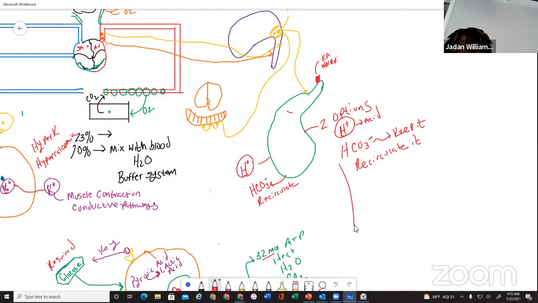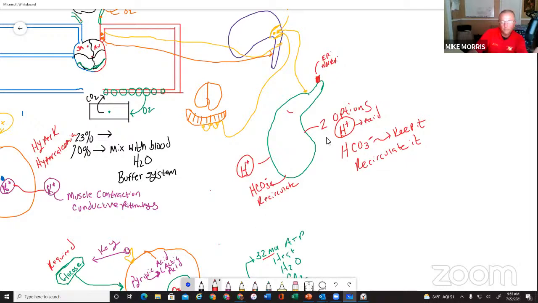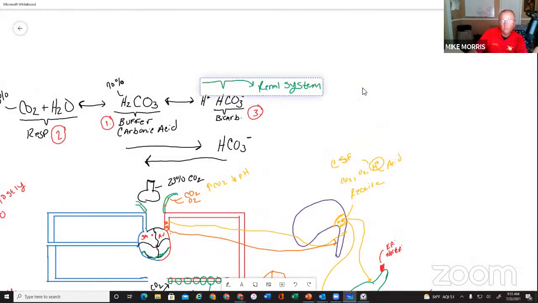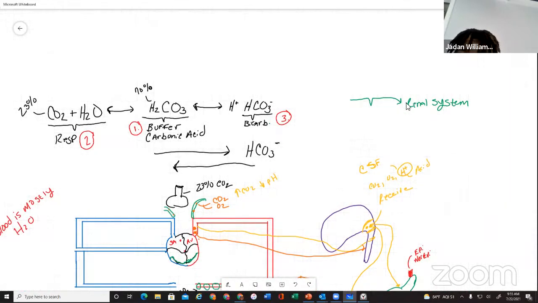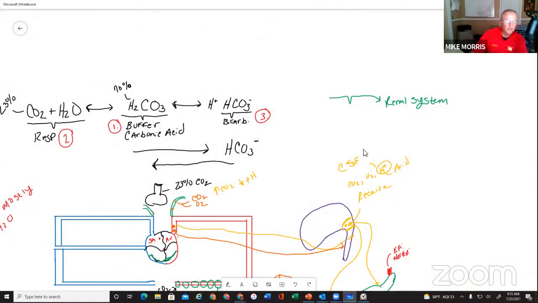Sure. Absolutely. Because the renal system has to deal with the bicarbonate, right? It does. All of it does. Okay. So if you look right here at this H2CO3, this is known as the body's buffer system, even though this H2CO3 in its chemical form is called carbonic acid. But that's the body's buffer.